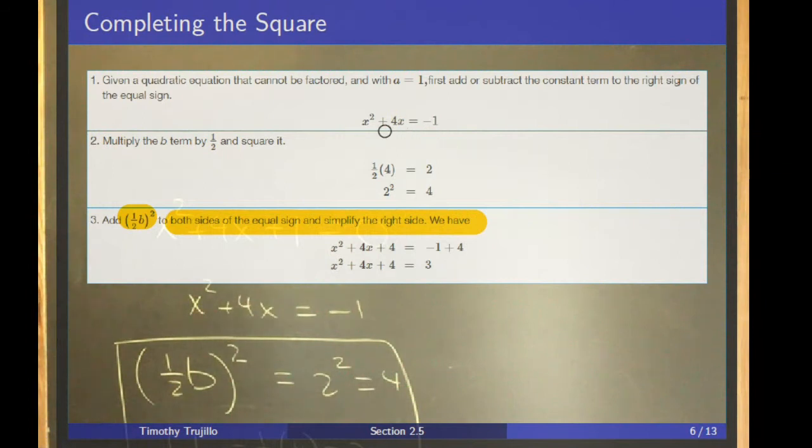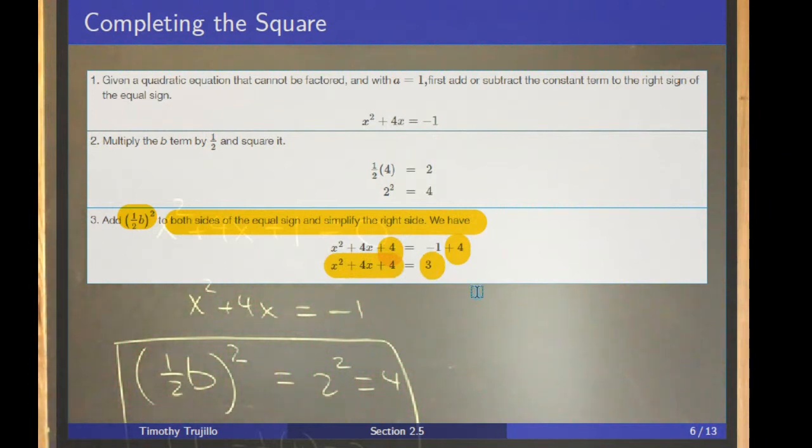So up here, you had x squared plus 4x is equal to -1. And then you just add this 1/2 b squared to both sides. So here you're going to add on the 4, and then you do it to the other side as well. Okay? So you just add on that 4 to both sides. And you simplify things. So on this side, you get x squared plus 4x plus 4, and on the right-hand side, you get 3.